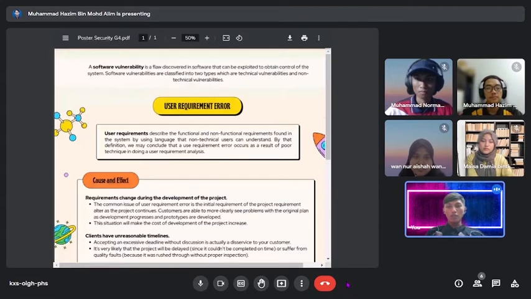The requirements are described using natural language that can be understood by users who are not in the team members. By that definition, we may conclude that user requirement error occurs as a result of a poor technique in doing user requirement analysis.